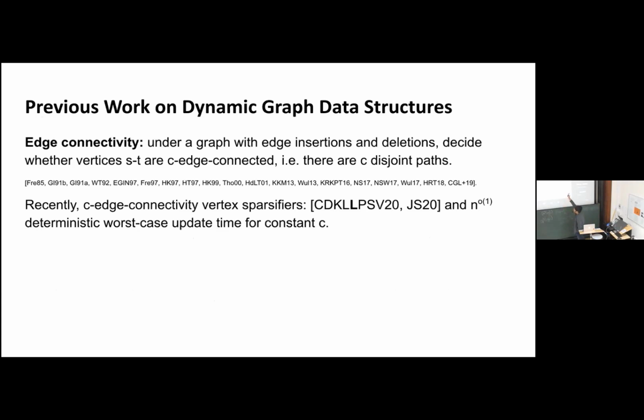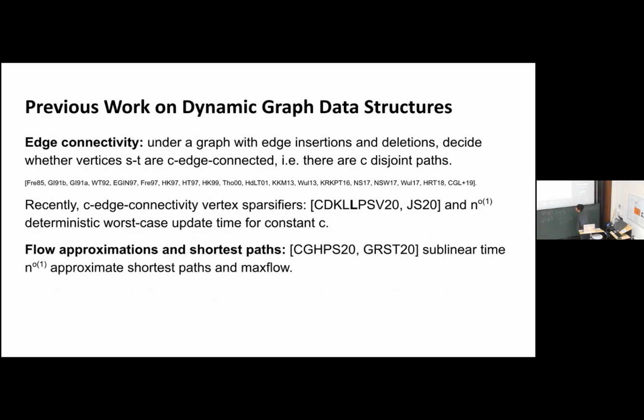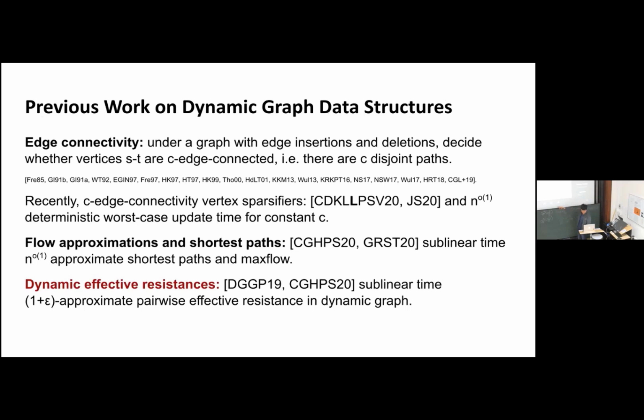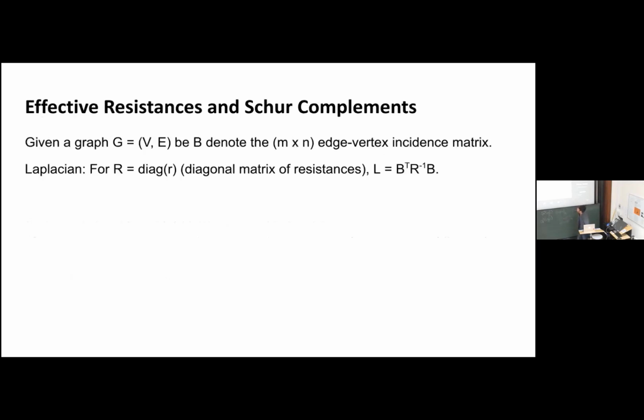Towards this, for edge connectivity, it's been shown how to use vertex sparsifiers to get faster data structures. And there's also improved bounds for approximate shortest paths and flows. For the purposes of the remainder of this section, we need to focus on dynamic effective resistances. So this is sublinear time for 1 plus epsilon approximations to the effective resistance in a dynamic graph. The way that it's been done is to look at Schur complements.